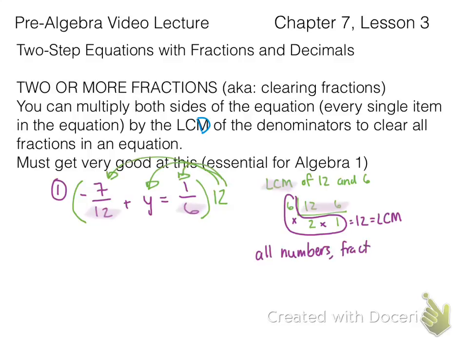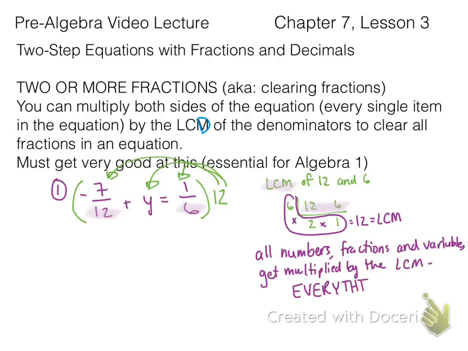I'm going to multiply the -7/12 by 12. I'm going to multiply the y by 12. I'm going to multiply the 1/6 by 12. Everything gets multiplied by 12. Everything. The only things that don't get multiplied by 12 are addition signs, equal signs, subtraction signs, multiplication signs, and division signs. And even then, the division signs kind of get multiplied because they're usually written as fractions.